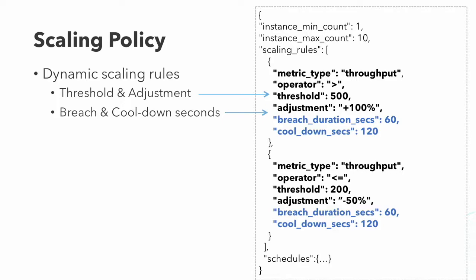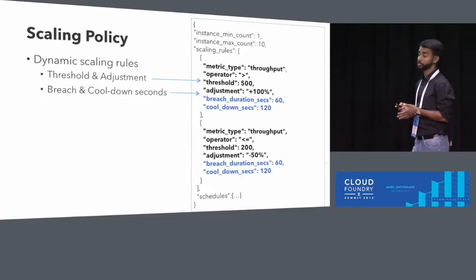So you always tell AutoScaler how many minimum instances you want running and how many maximum instances you want running. Between these only, AutoScaler will move it up or down. It will not go beyond this, so you will not have your billing shock. So then comes the scaling rules. Scaling rules are for the dynamic. And you can see it's an array, so you can provide multiple scaling rules.